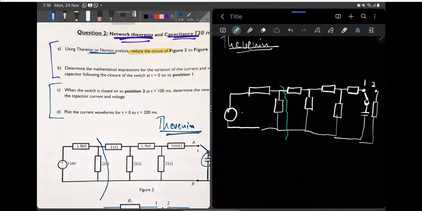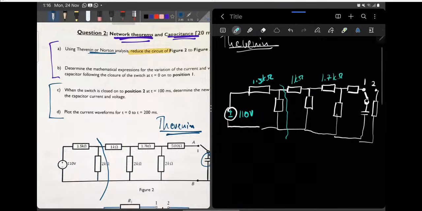This is going to be 110 volts plus minus. Here you have 1.5 kilo ohms. Here you're going to have 1 kilo ohm. Here you're going to have 1.7 kilo ohms. Then here you're going to have 500 ohms. Here you're going to have 2 kilo ohms, then another 2 kilo ohms, then another 2 kilo ohms. So we have cut there.